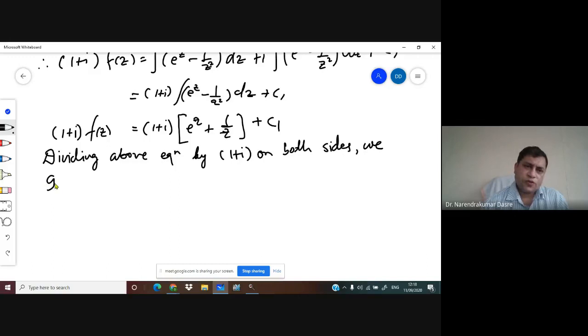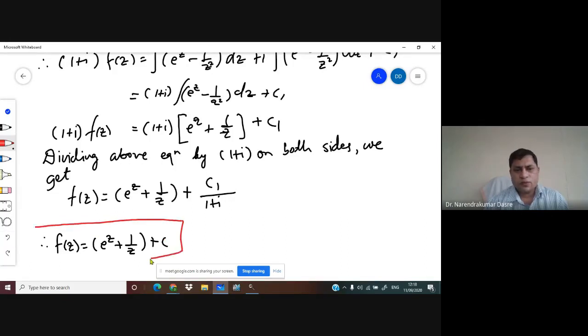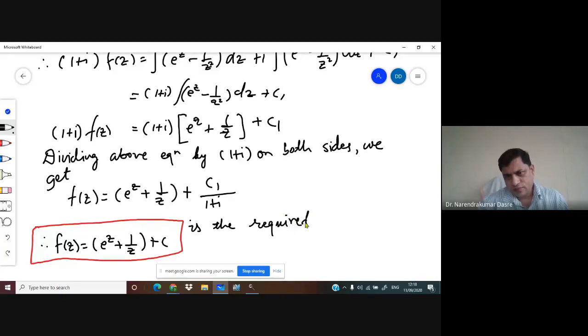Going to be the constant of integration. So we get (1 plus i) f of z is equal to integration of (e raised to z minus 1) upon z square dz plus i integration of (e raised to z minus 1) upon z square dz plus c. So you can see this (1 plus i) integration of (e raised to z minus 1) upon z square dz plus c1.